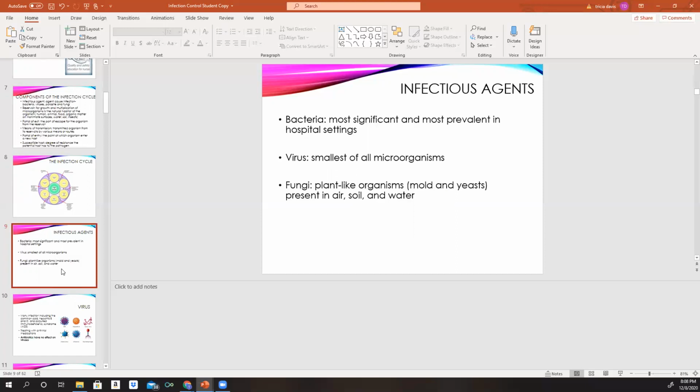And then we have fungi, which are plant-like organisms. So your molds and your yeasts. You can find them in air, soil, and water.